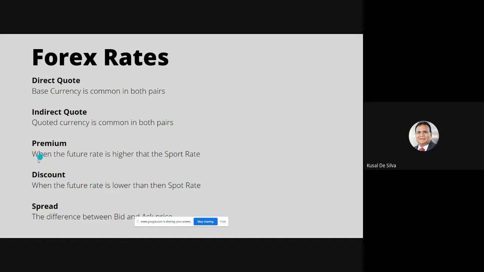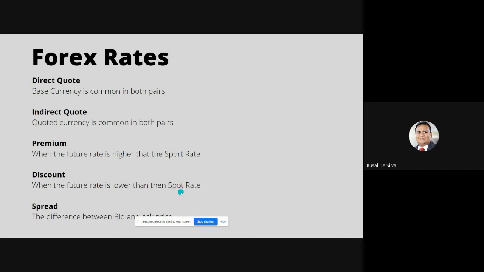Then premium is when the future rate is higher than the spot rate. Spot rate is the rate at which we say two working days. We have cash rate, term, spot, and future rates. Spot rate is the rate after two days. So any future rate that is more than the spot rate is called the premium. Discount means any future rate is lower than the spot rate.